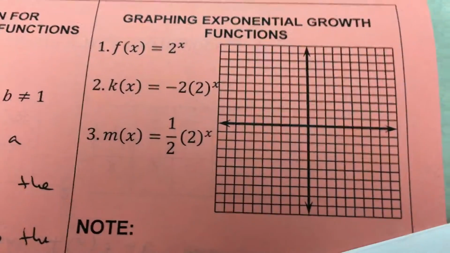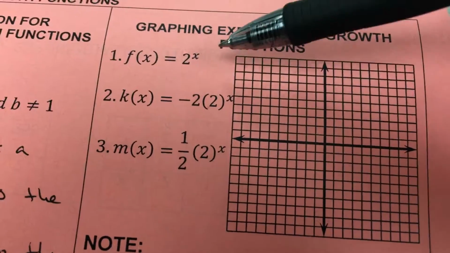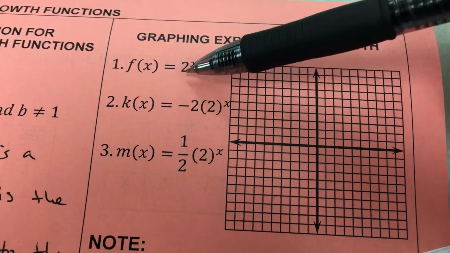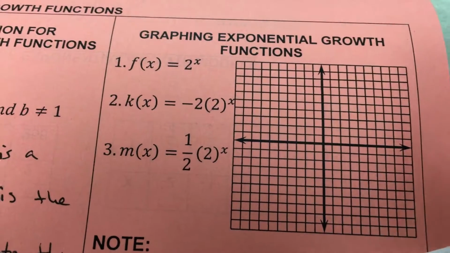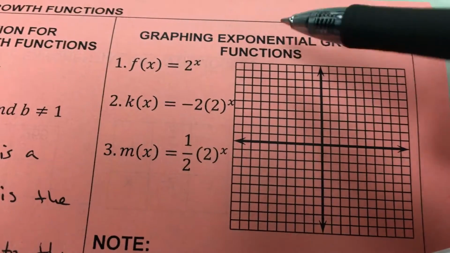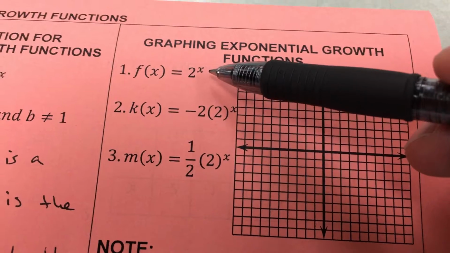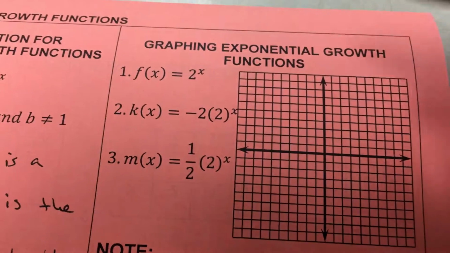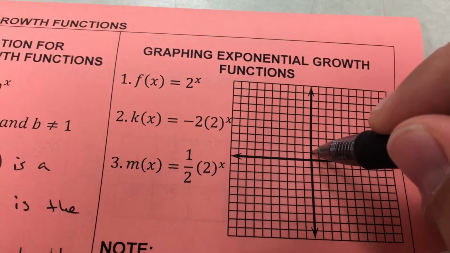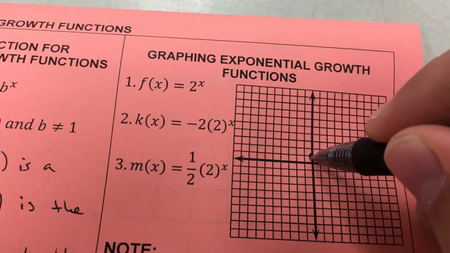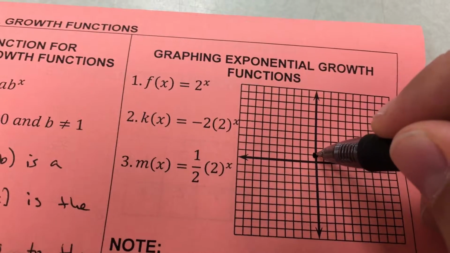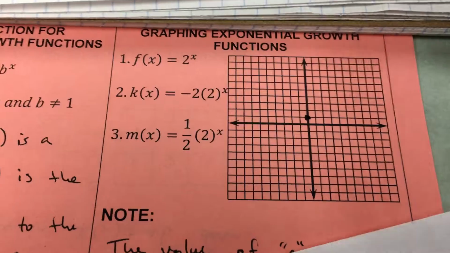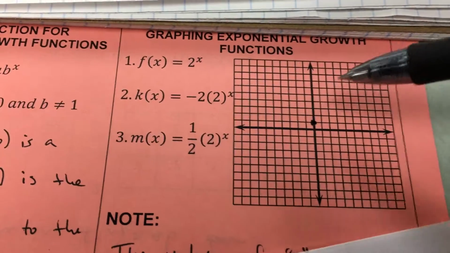So if we were to plug in a 0 for X, we have 2 to the 0. We all know that everything to the 0 power, 2 to the 0, is 1. So if we plug in 0 for X, our answer would be 1. So we actually have 0, 1. We're going to plot that right there. Here's 0, 1. Okay, that's our first point. We are doing f of x right now, okay?